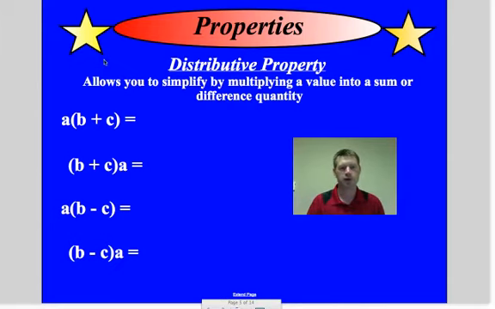As we go through here, this is what I was talking about, parentheses. If I want to take this through, I can multiply this a into this quantity. It's going to multiply into each term. That's the important part. You have to understand it goes to both terms. What that's going to give us is a times b gives us ab, and a times c gives us ac.